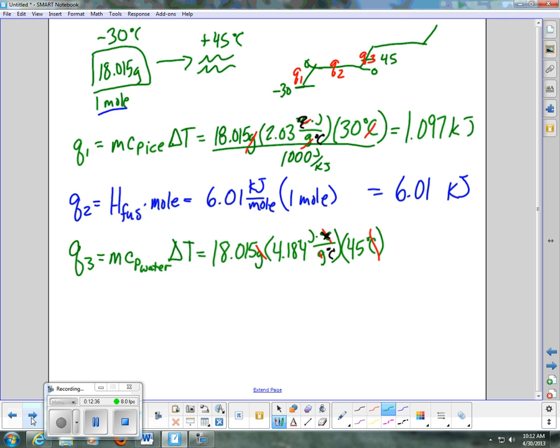Yes, please divide it by 1,000 because we want them all in the same units. Okay, so we're back here, same units. 3.39. Now I like to do it this way where all of them end up in the same units, because then all I have to do is add them up and I've got my final answer. So what do we get for the final answer?